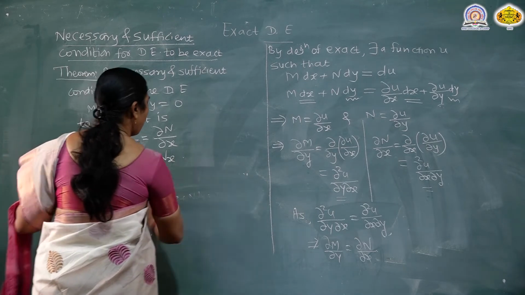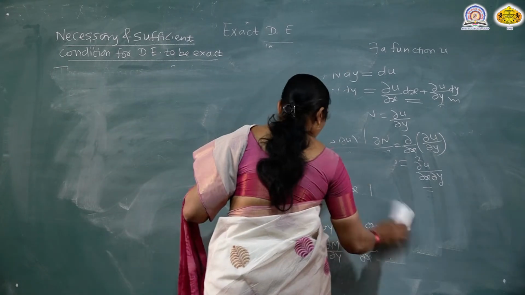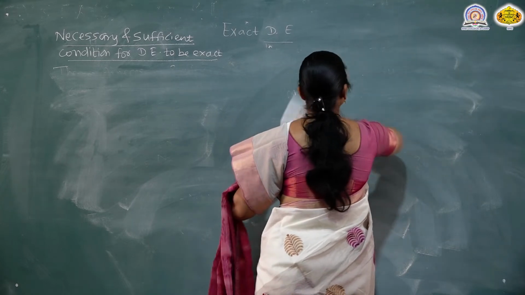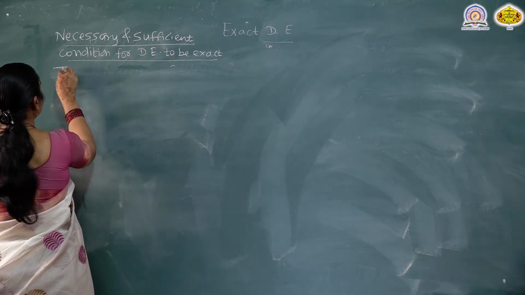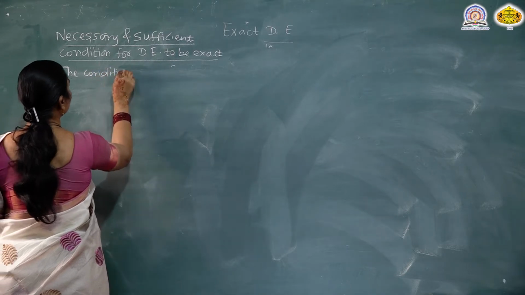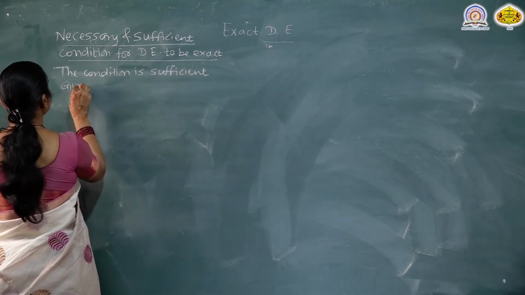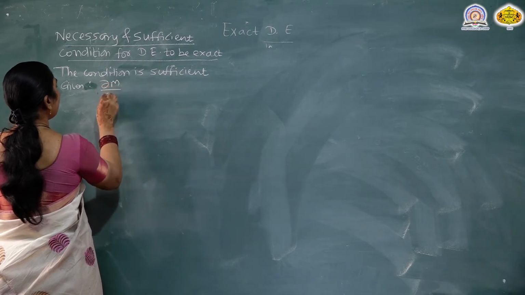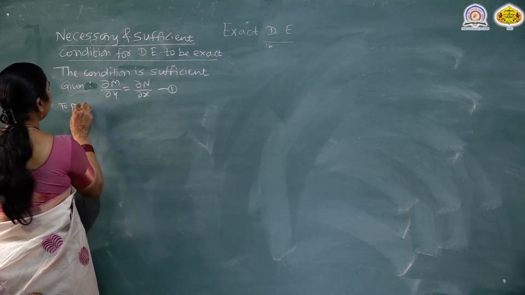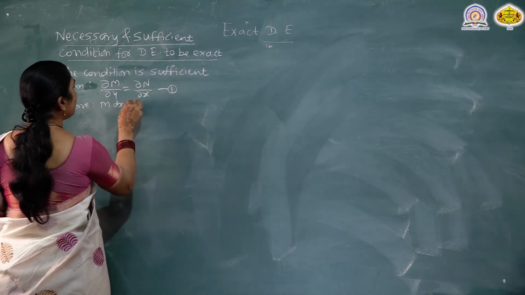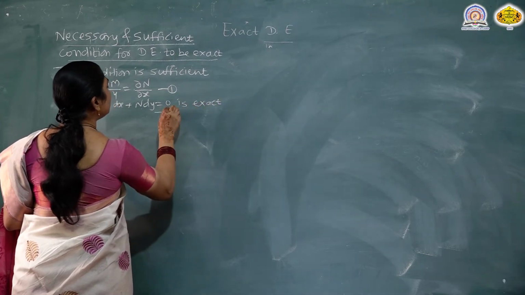Now consider the sufficient part. The condition is sufficient means, this is the converse part. It is given that ∂M/∂y is equal to ∂N/∂x. This is given to us, and we want to prove that the equation M dx plus N dy equal to 0 is exact. This we want to prove.